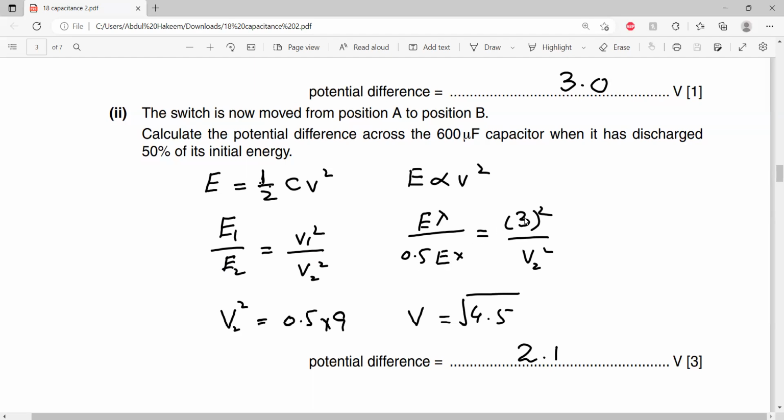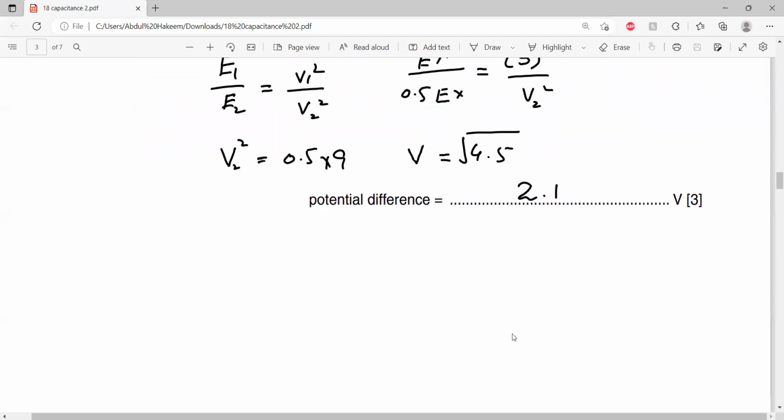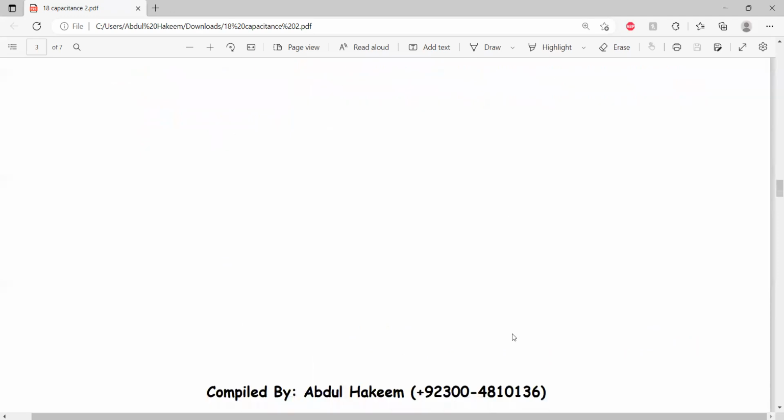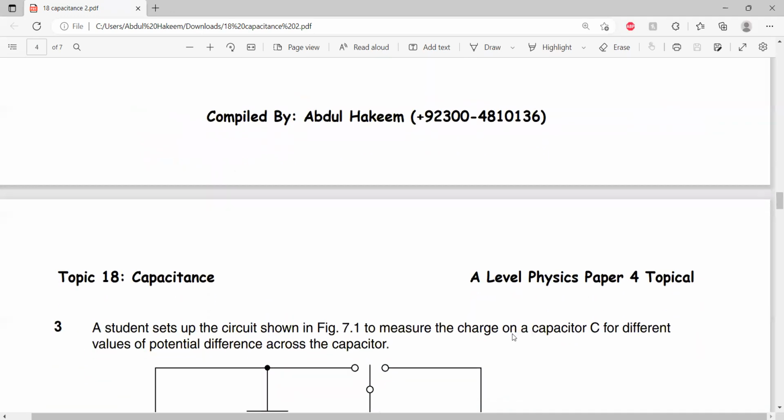Suppose initially the energy is E, and then the remaining 50% means 0.5 E. Initially it has 3 volt, and the final voltage is required. So E cancels with E. So this is 1 divided by 0.5 equals 9 divided by V naught square. So V square is equal to 0.5 times 9, so the square root of 4.5, the answer is 2.1. This is the voltage after 50% loss of the energy.